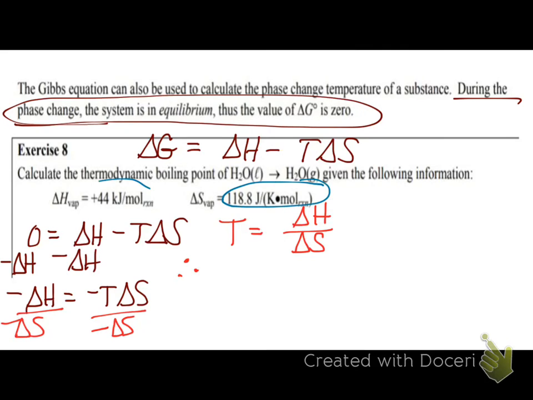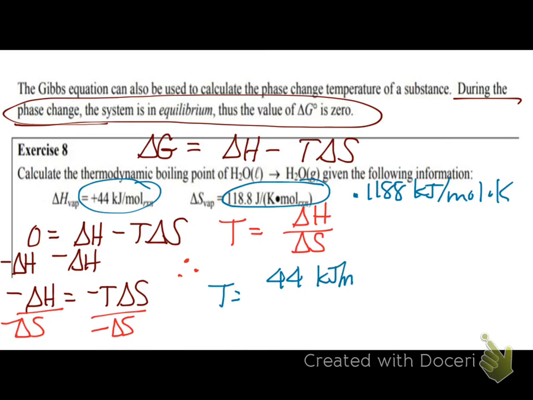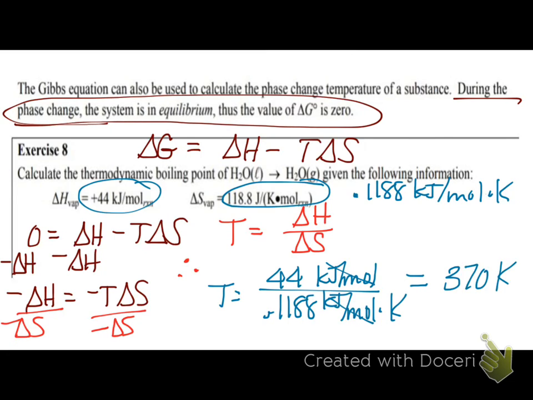This is in joules, this is in kilojoules. So we've got to flip them around. To me, it's easier to make this one be kilojoules because it's a divide by 1,000. Just like before, there's 1,000 joules in a kilojoule. So this can be 0.1188 kilojoules per mole K. Okay. So now we can plug that in. We've got 44 kilojoules per mole divided by 0.1188 kilojoules per mole K. So these units cancel, and when we do all that math, we get that our temperature is 370 Kelvin.